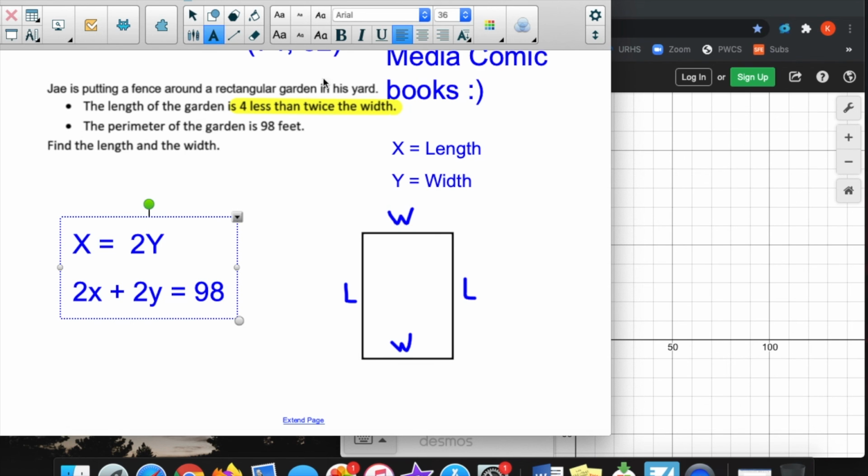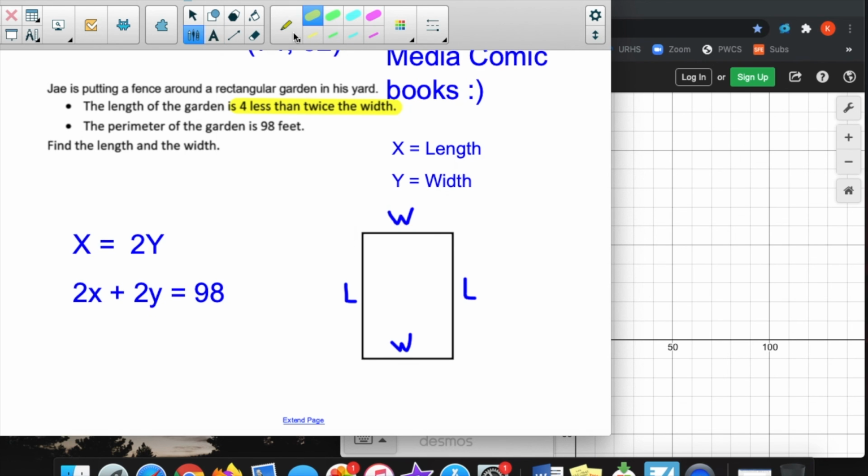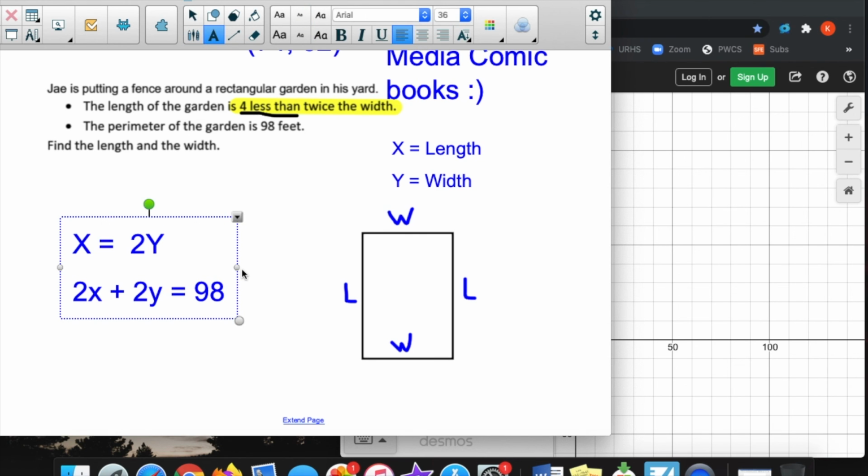And we've talked about this here too. That this statement of 4 less than is actually, even though it's at the beginning of the sentence, that actually is going to go at the end of my expression here. So 2y, so twice the width, 2y, but then 4 less than that would be 2y minus 4. So that is going to be that second equation. And I know that's tricky, but hopefully that helped to see me kind of break it down like that.